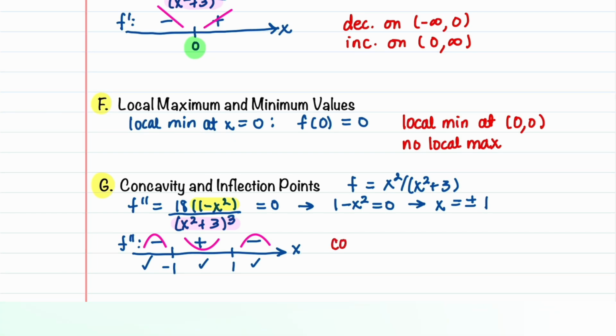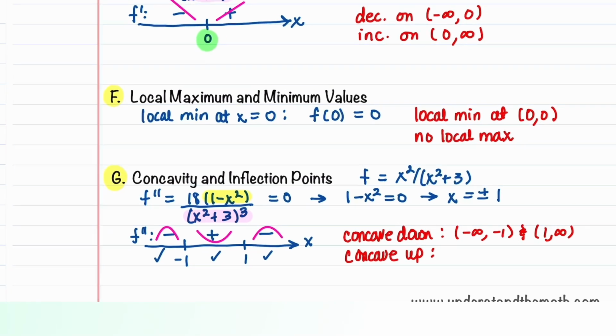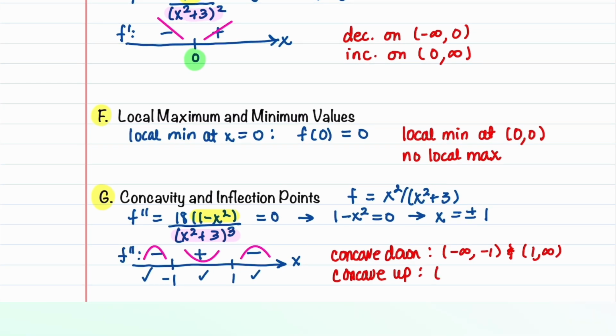It is concave down in the region from minus infinity to minus 1, and in the region from 1 to infinity, and then it's concave up in the region in between, which is minus 1 to 1. We are going to have an inflection point at negative 1 and at 1.